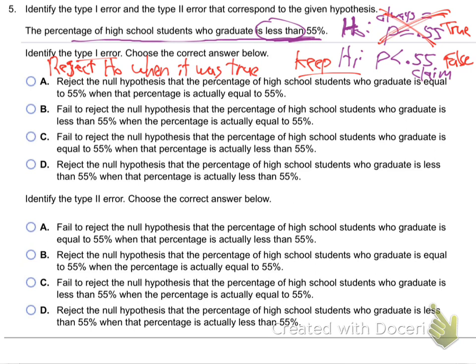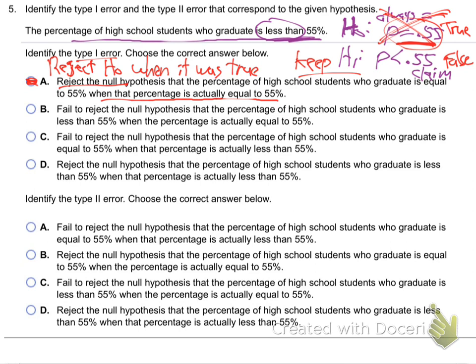So what does that mean? We reject the equals 0.55 when it's actually true. So we reject the null when that percentage is actually equal to 0.55. It really is equal, but we rejected it. That's the right answer.